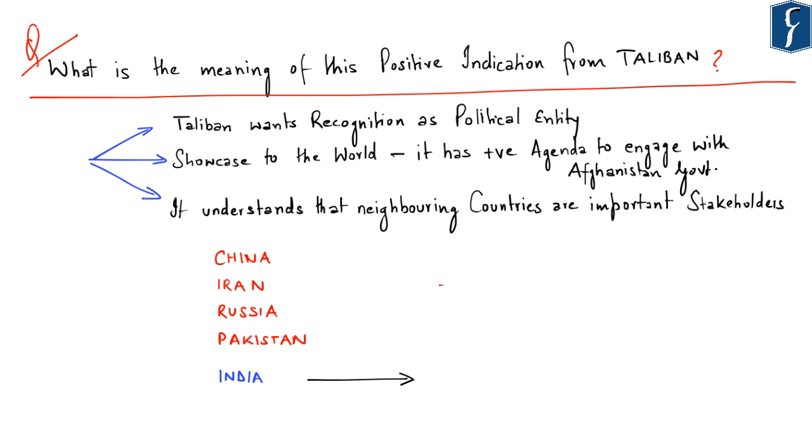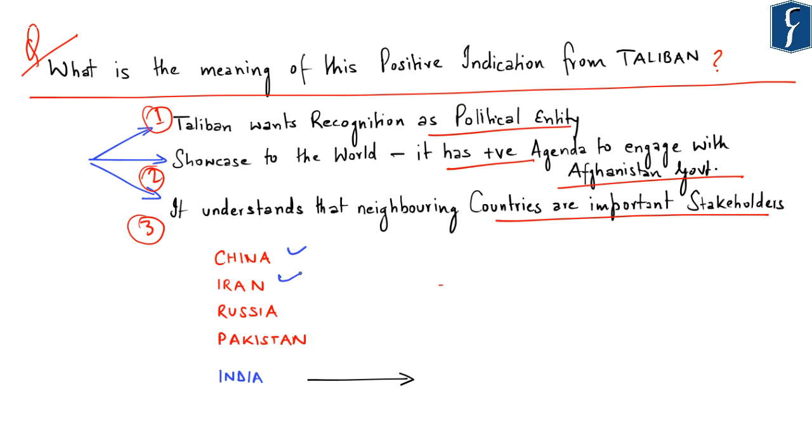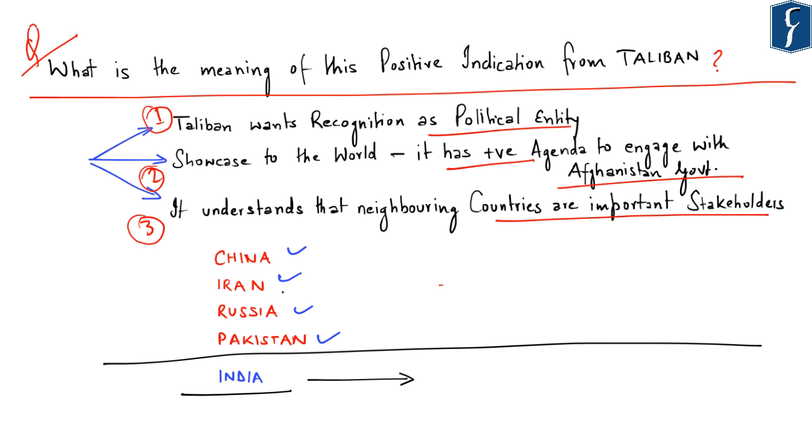Now the first aspect here is that Taliban wants to get recognized as a political entity and not as a terrorist organization. Second, Taliban wants to show to the world that it has a positive agenda to engage with the Afghanistan government. However, on the ground, things are quite different from what they appear. And thirdly, it understands the fact that neighboring countries are important stakeholders in this peace negotiation between Afghanistan government and Taliban. And these neighboring countries include China, Iran, Russia, as well as Pakistan, and also India. Now, here, as you can see, India stands isolated as compared to these countries, namely China, Iran, Russia, and Pakistan.